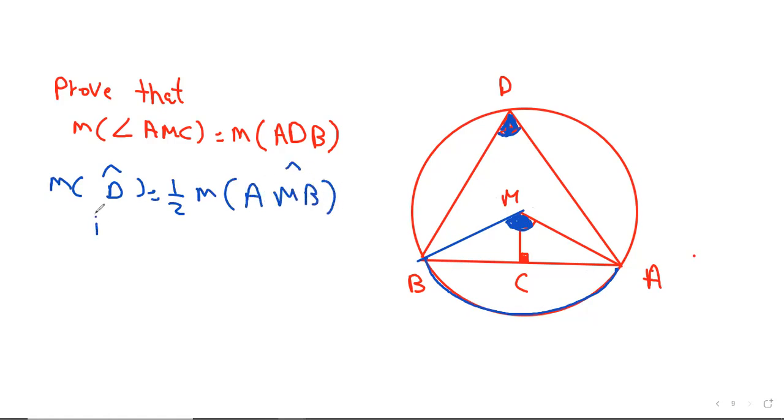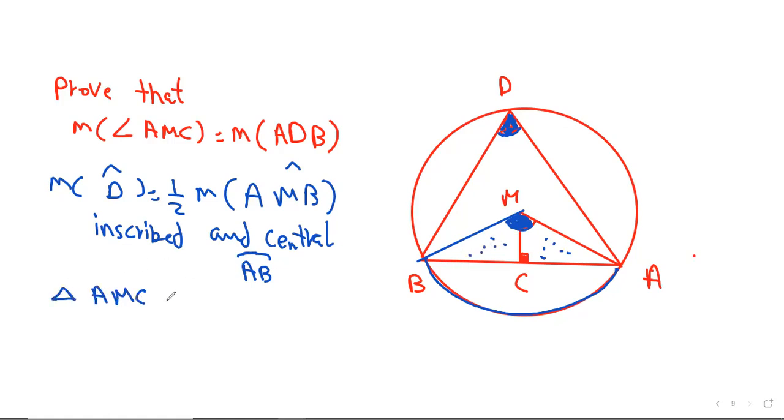Why is that? Inscribed and central angles subtended by the same arc AB. The common arc here is AB, the arc opposite to both of them. And if we look at this triangle and this triangle, triangle AMC and triangle BMC, they are two congruent triangles.